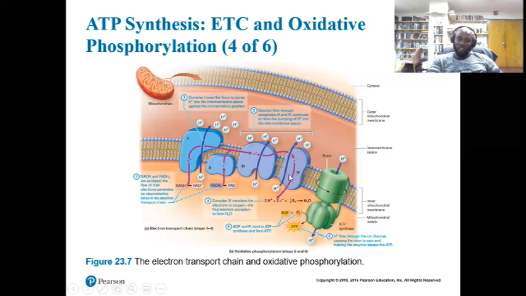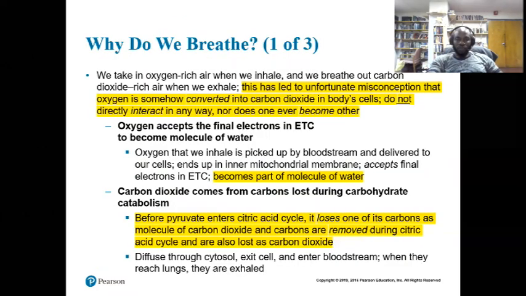Oxygen is the final electron acceptor, so if you start at the top, basically the electrons are coming down the stairs. They need that oxygen at the bottom to bind with to make H2O to finish off the process. That's why we have to breathe oxygen. Simple slide, just putting that all together. Why do we breathe?